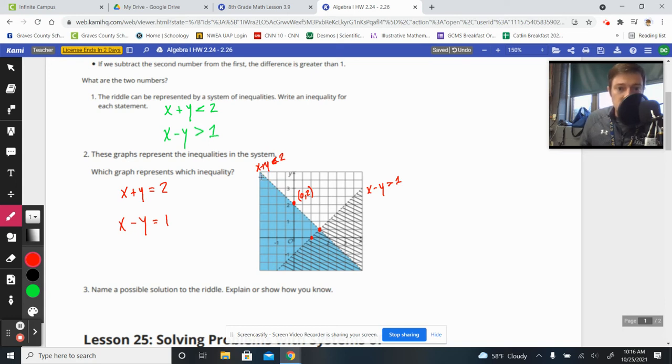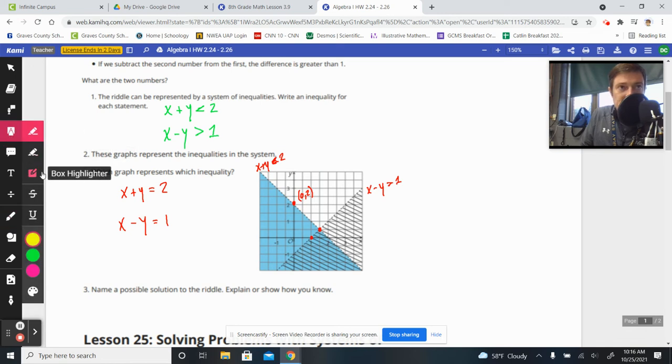The first one, x plus y is less than 2, is everything blue shaded, and x minus y greater than 1 is everything that's got this little diagonal sketching shaded. The section that represents solutions that make them both work is where those two shaded regions overlap each other, which is what I'm highlighting here in pink. So this section right here represents all of the possible solutions to the riddle.